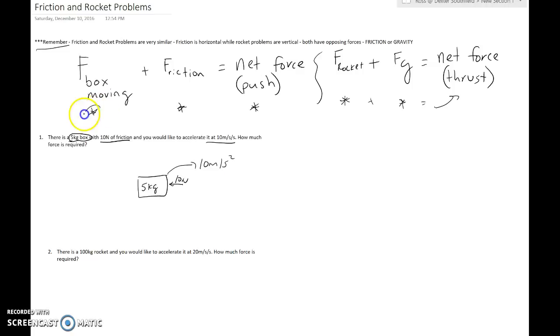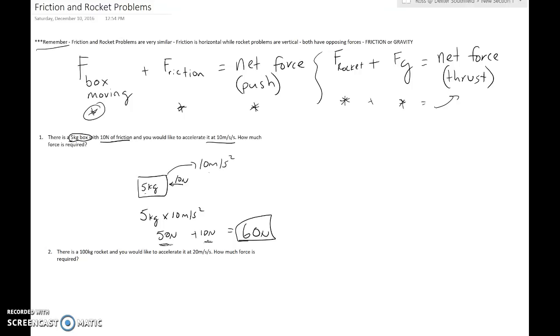So if we're first just going to figure out this piece, the force of the box moving, without friction being accounted for, that will be 5 kilograms times 10 meters per second squared, which gets us 50 newtons. If there's also the 10 newtons of friction, we add that on, and we come up with our total net force, or the push that we have to give it, 60 newtons. So the push that you actually need to give the box has to be greater than your original force and has to be greater than friction. It has to be the combination of the two in order to actually get that object moving.